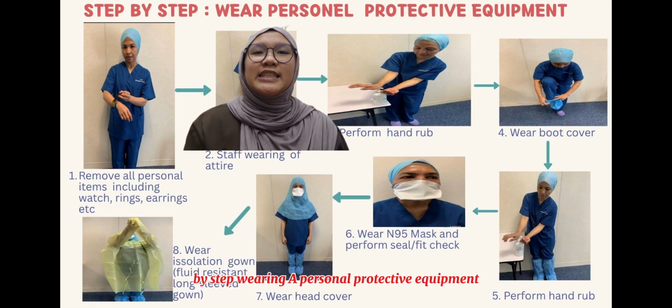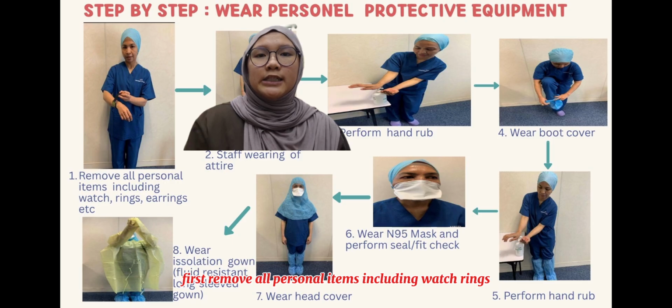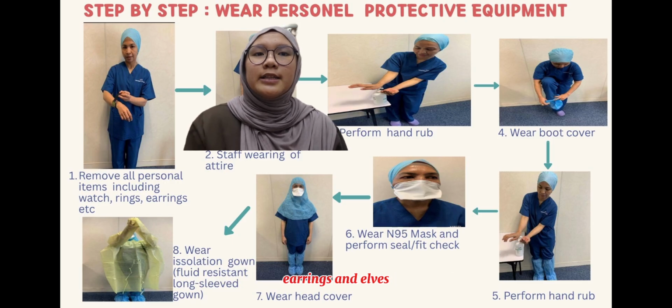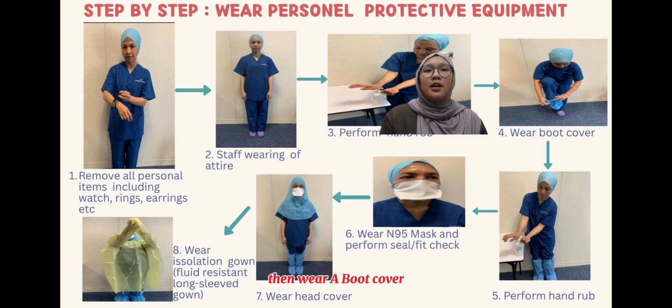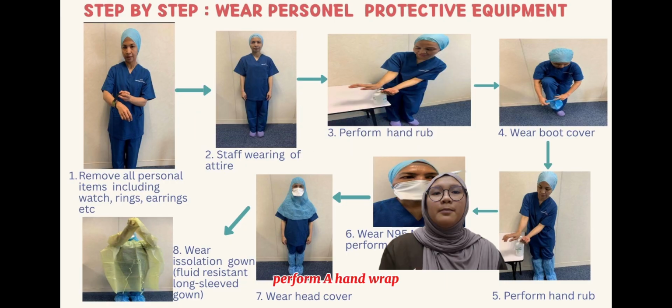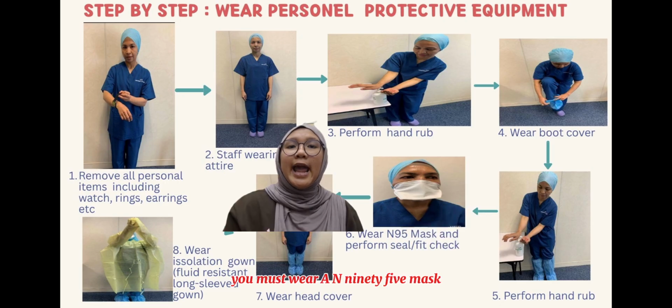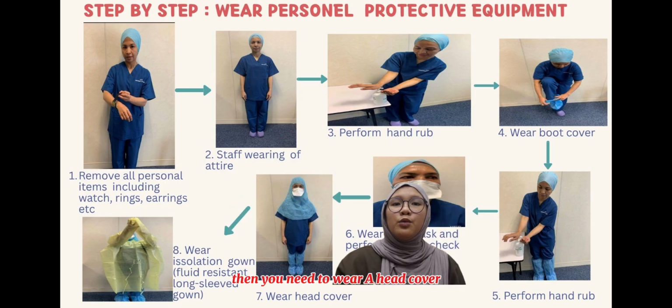Step-by-step wearing of personal protective equipment. First, remove all personal items, including watch, rings, earrings, and others. Second, start wearing appropriate attire. Third, perform a hand rub. Then, wear a boot cover. Perform a hand rub. You must wear an N95 mask and perform a seal or fit check. Then you need to wear a head cover.